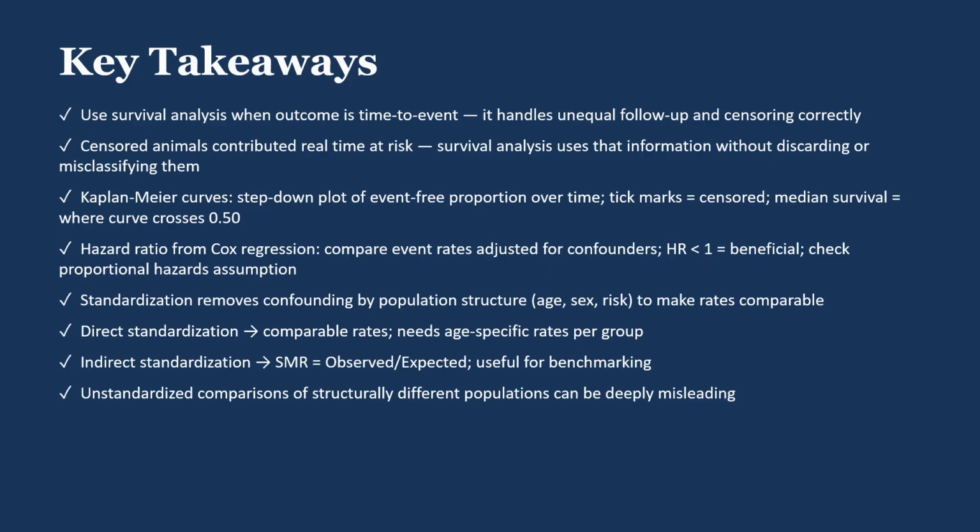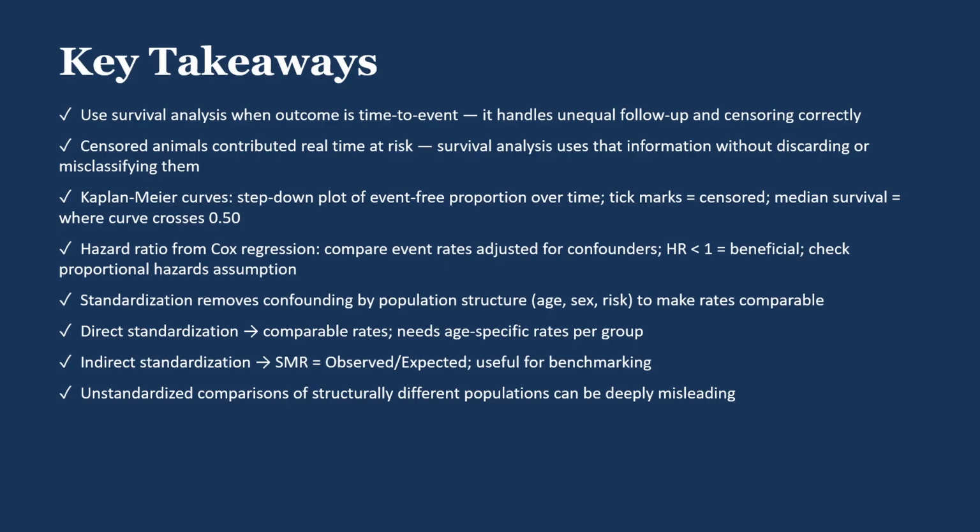Here's a summary. Survival analysis is the right tool when timing matters, when you need to know not just whether an event happened, but when. Censoring is the key methodological challenge: animals whose final outcome is unknown but who contributed time at risk. The Kaplan-Meier curve visualizes survival over time. Read median survival from where the curve crosses 0.5 and treat the tail with caution. The hazard ratio from Cox regression compares event rates between groups, adjusted for confounders, with HR below 1 being beneficial.